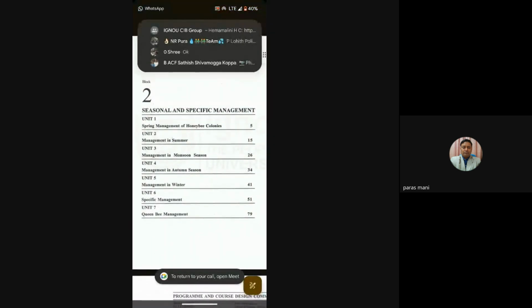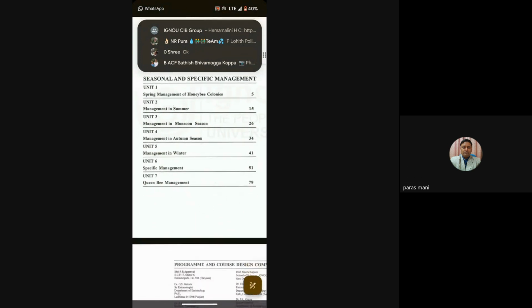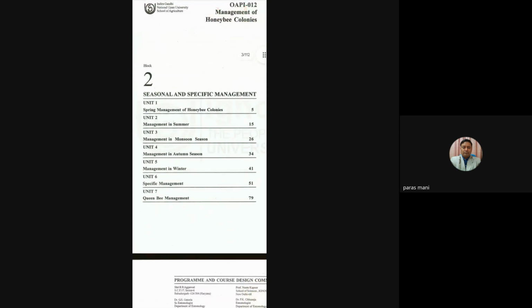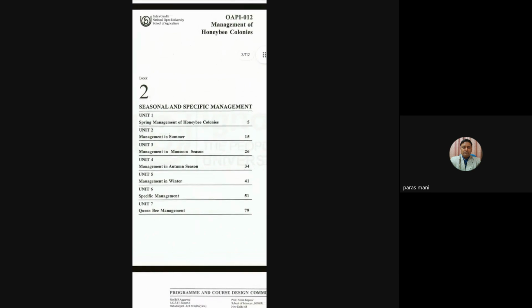Now we shall discuss the different management practices to be followed in different seasons of the year. So we'll go through the study material. This is the course we'll be discussing today: season and specific management. In seasonal management, there are spring season, summer season, monsoon season, autumn season, and winter season management. And regarding specific management, we have talked earlier about how we can manage the honeybee colony during specific problems.